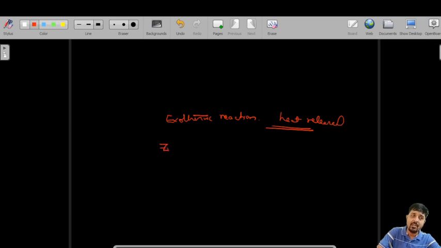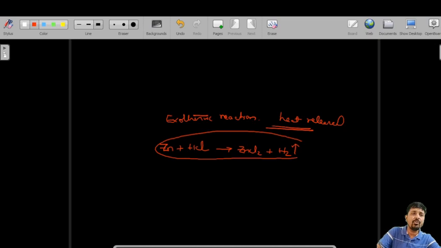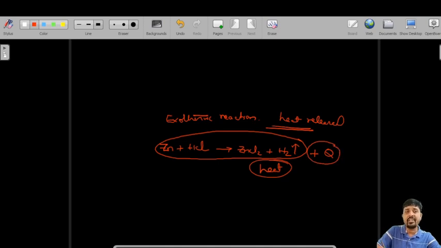For example, you take zinc granules and make them react with dilute hydrochloric acid, then you get zinc chloride and hydrogen gas is released. This reaction happens in a conical flask. If you touch the walls of the conical flask, you will find it is hot. So obviously in this reaction heat is released, that is plus Q. Q means quantity of heat.